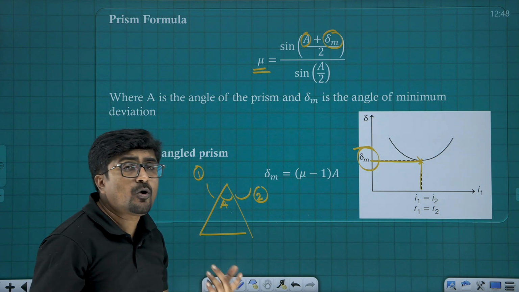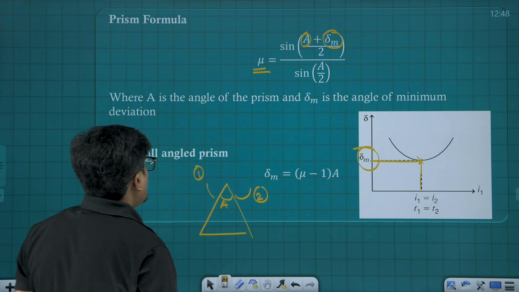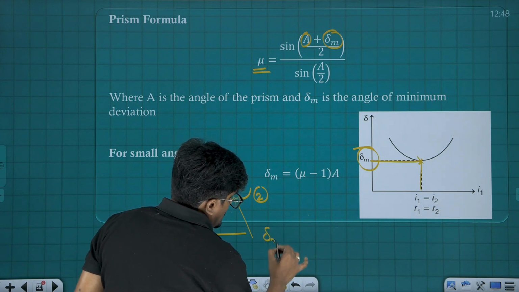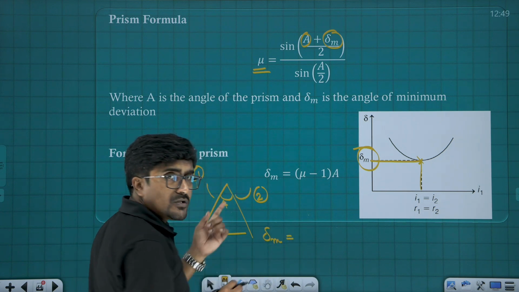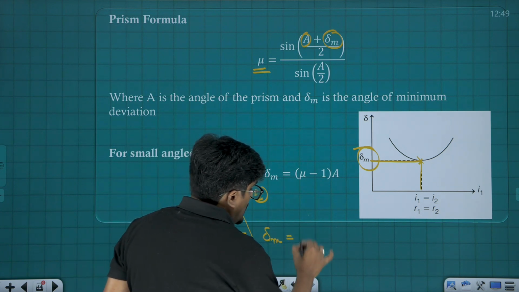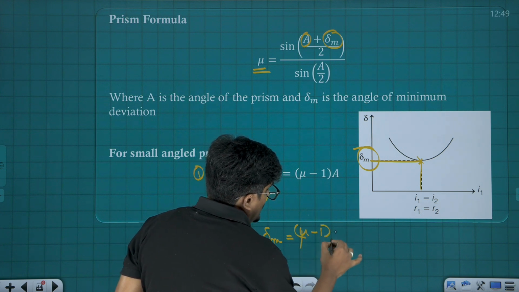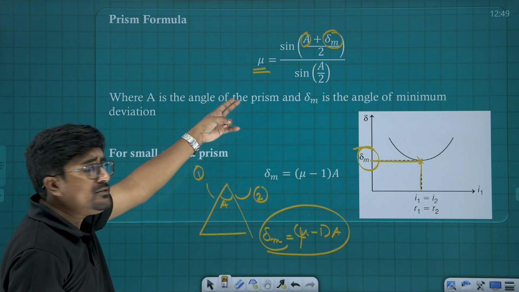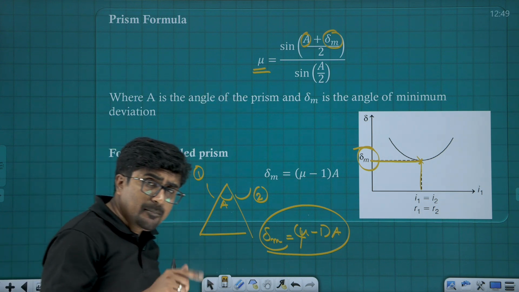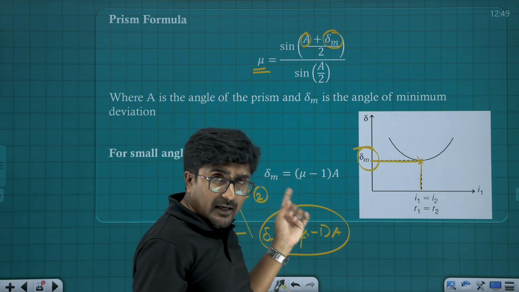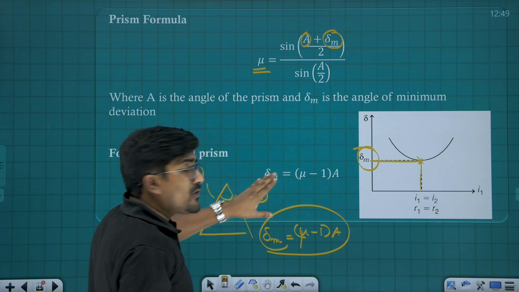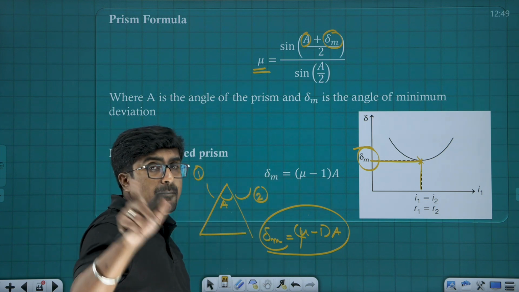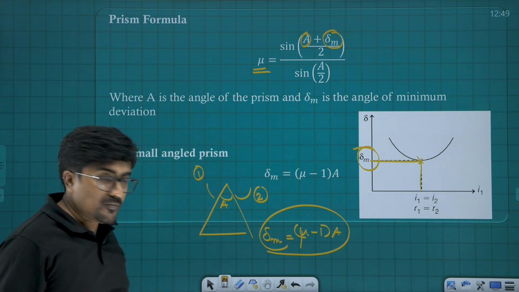And if we are having a small angle prism, then in that case the angle of deviation, delta suffix m, can be written as mu minus 1 into capital A. Alright, so two relations. First one is mu is equal to sine of (A plus delta) by 2 upon sine of A by 2. That was relation number 1. And for a small angle prism, delta is equal to (mu minus 1) into capital A. Again, capital A is the angle of the prism only.